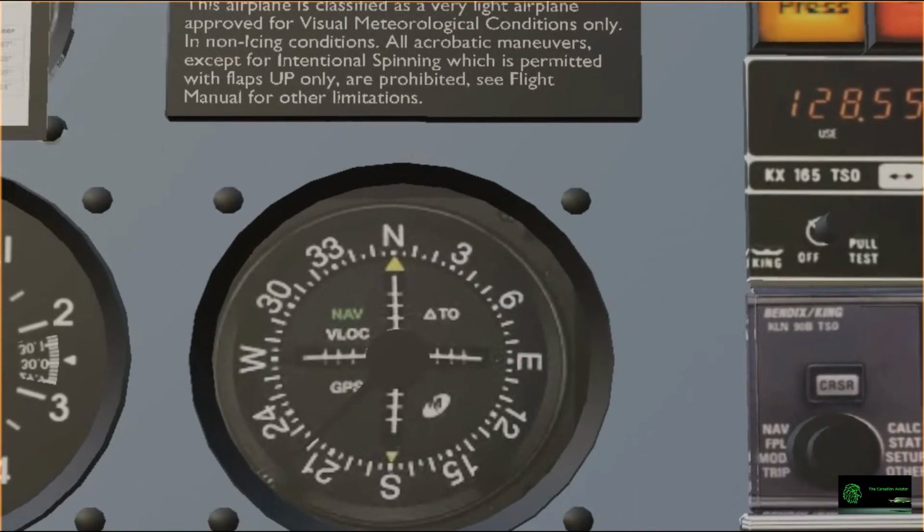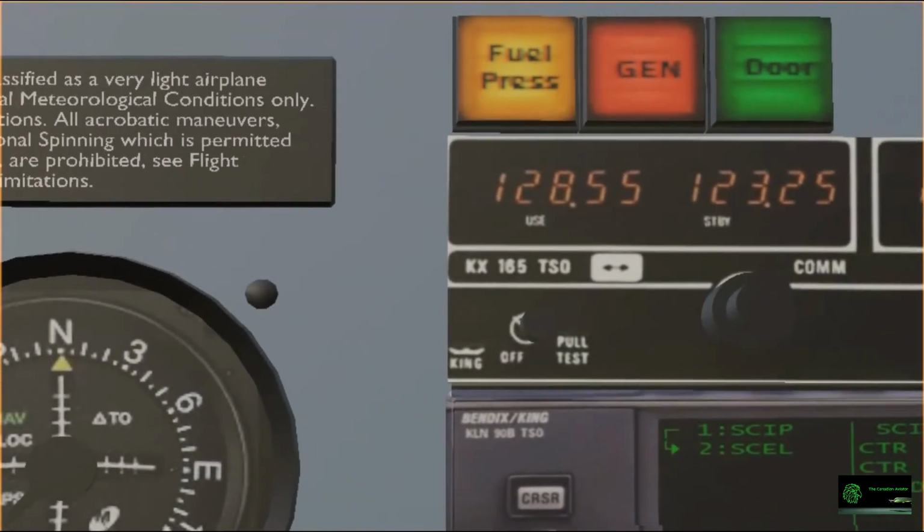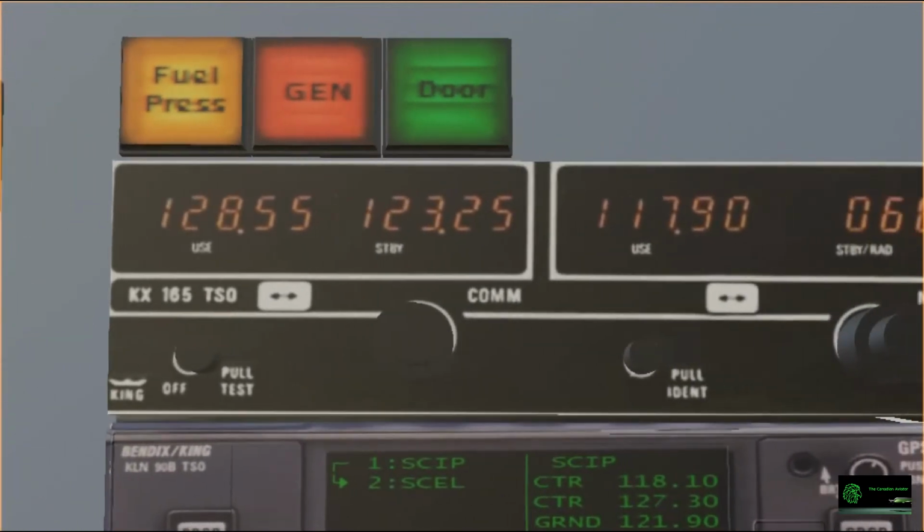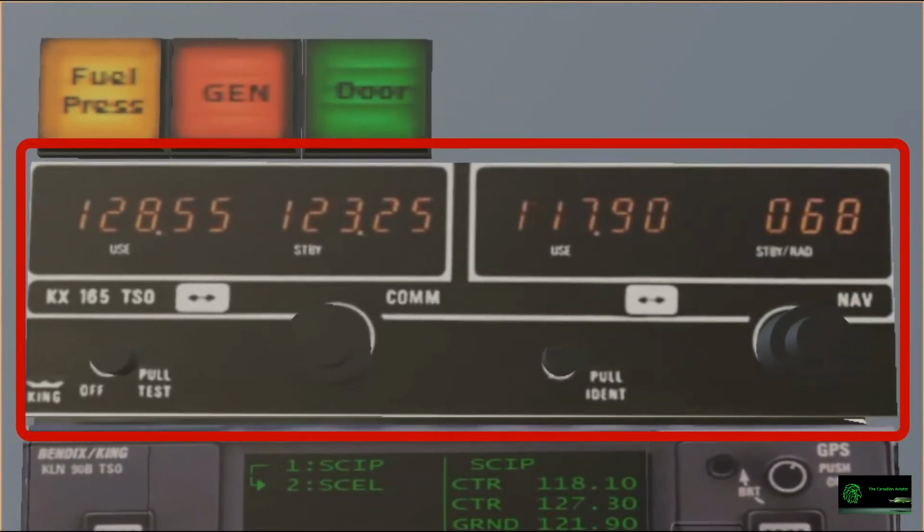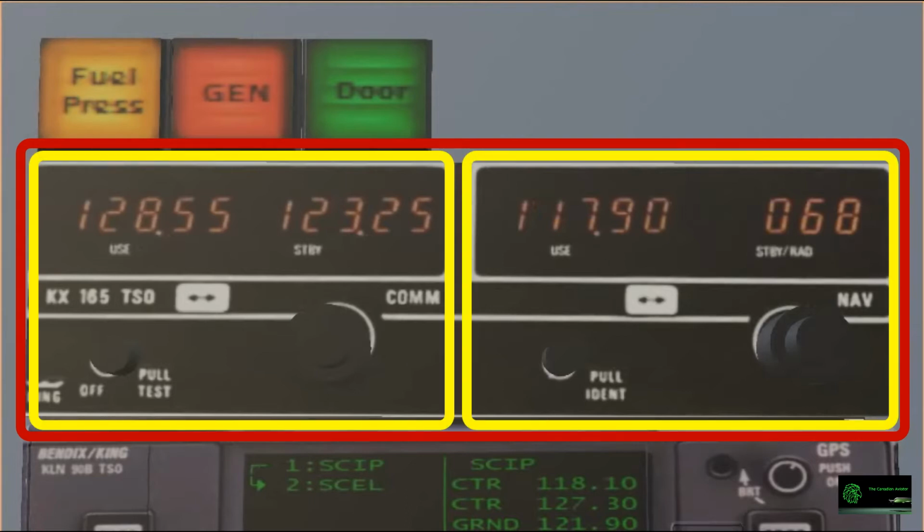In order for any of the navigation instruments to work, we need a radio to tune them in and also for communication. Here we have a KX165, a typical general aviation radio which is split into different parts, COM and NAV. COM, which stands for communication, is used to talk back and forth to other pilots or controllers. NAV stands for navigation, and the radio will be linked to the relative instrument. In this case, it is the course deviation indicator.